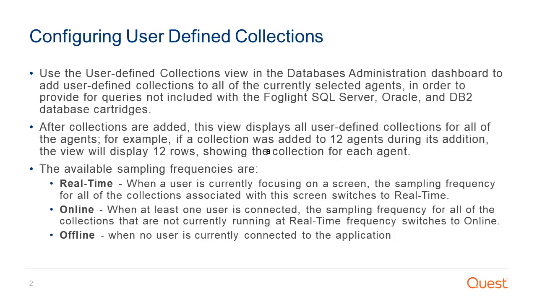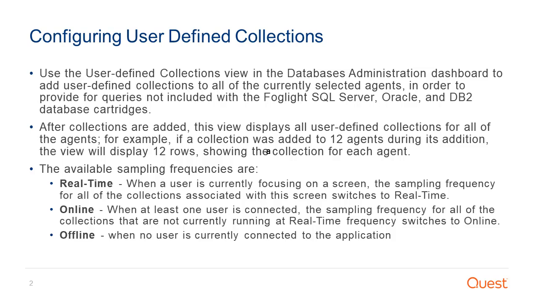For example, if a collection was added to 12 agents during its addition, this view will display 12 rows showing the collection for each agent. This view is also used for configuring the sampling frequency for each collection. The available sampling frequencies are real-time.